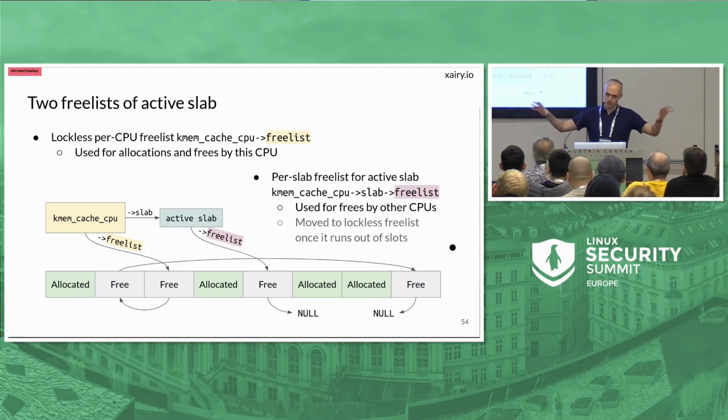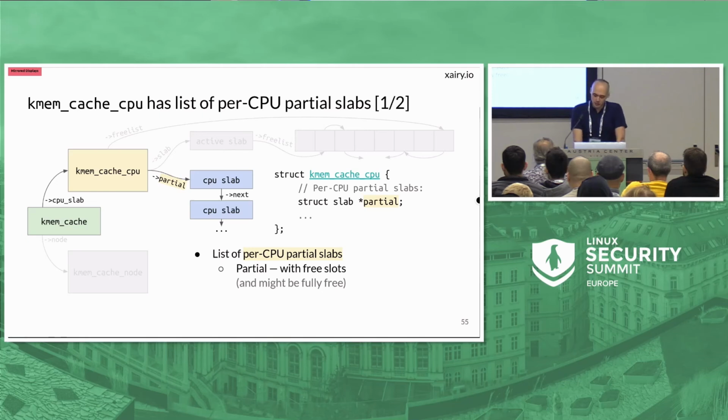So these are completely two separate free lists, which means we're going to have two different slots within the slab that end with a null pointer, for example. All right, this was the details about the active slab. Now let's talk about the partial slabs.